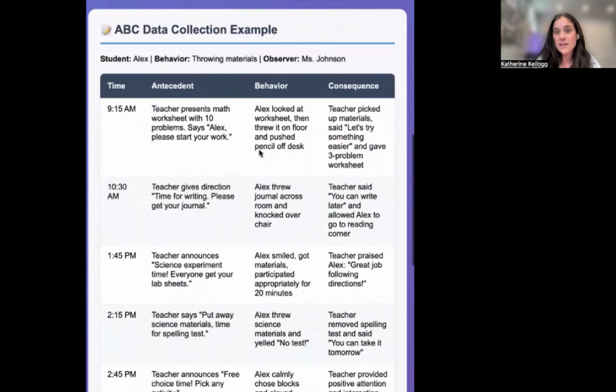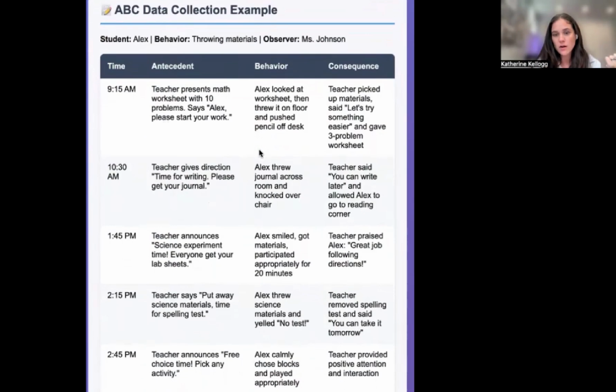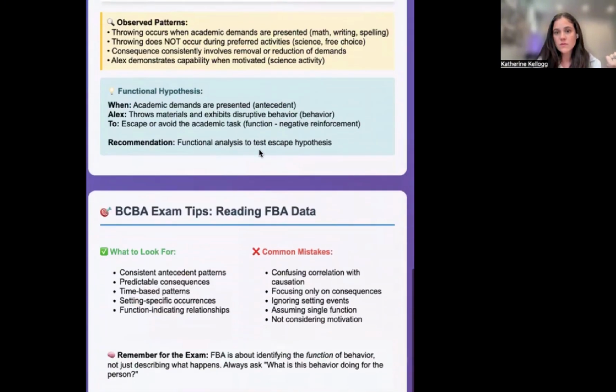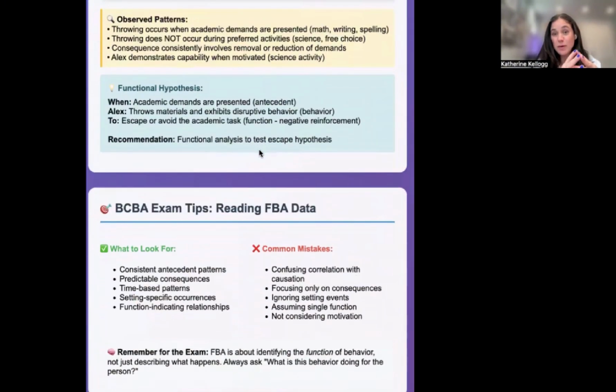This pattern analysis helps us look at peak times that the behavior is most likely to occur. The ABC data collection example here, there's a student, Alex, with throwing materials, and then the observer name as well. So we have the time of day, the antecedent, whether there's a task given, whether there's an announcement, and then what the behavior is, what the consequence is. So pause here if you want to read more. It's important to look at the observed patterns and then also the functional hypothesis. When academic demands are present, that's the most common antecedent, the behavior, and then what the hypothesized function is.